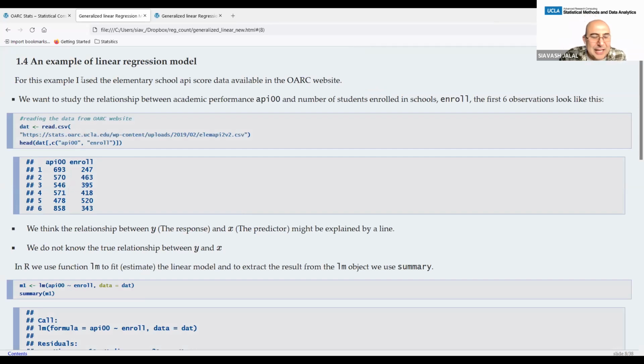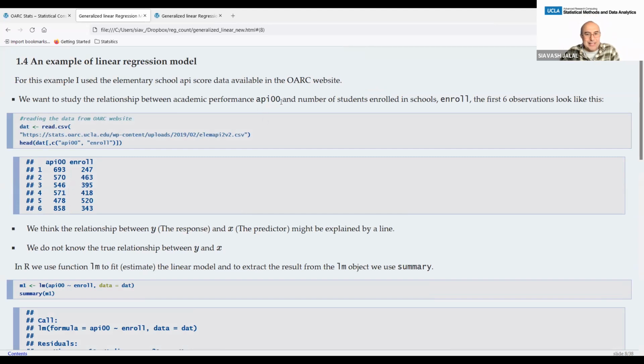As an example of linear regression, I use this data from our OARC statistics website, and it is about school performance and the number of students enrolled in a school.